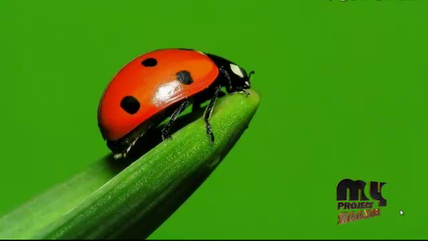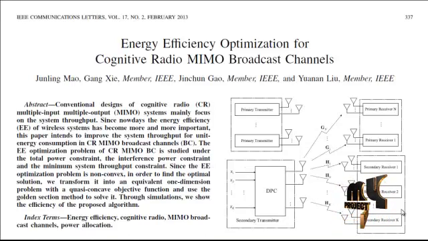Now I am going to explain the topic Energy Efficiency Optimization for Cognitive Radio MIMO Broadcast Channels. Here our main aim is to improve the energy efficiency. For that we propose an EE optimization algorithm, that is, an energy efficient algorithm for Cognitive Radio MIMO Broadcast Channels. This proposed algorithm can improve the energy efficiency.